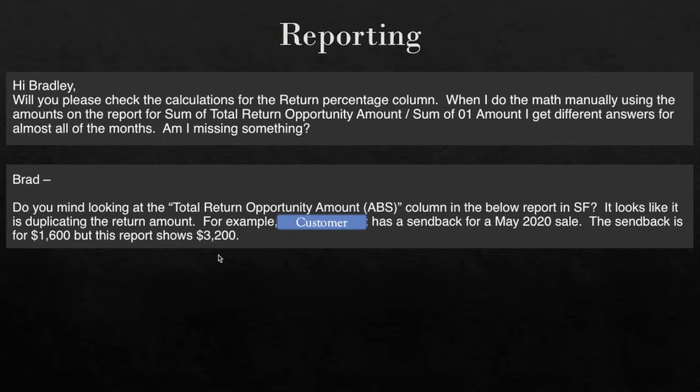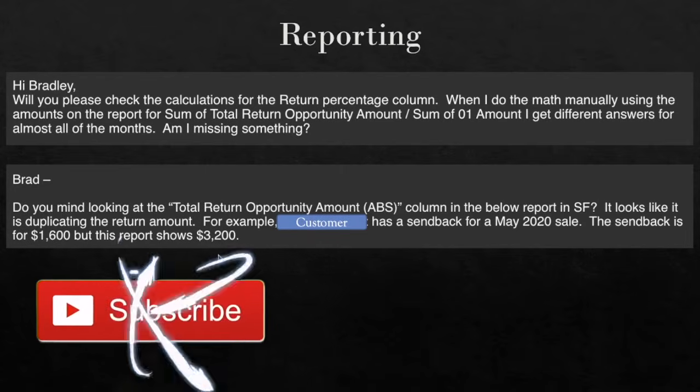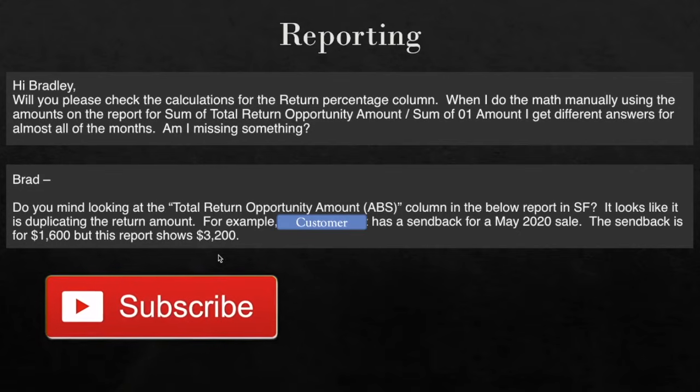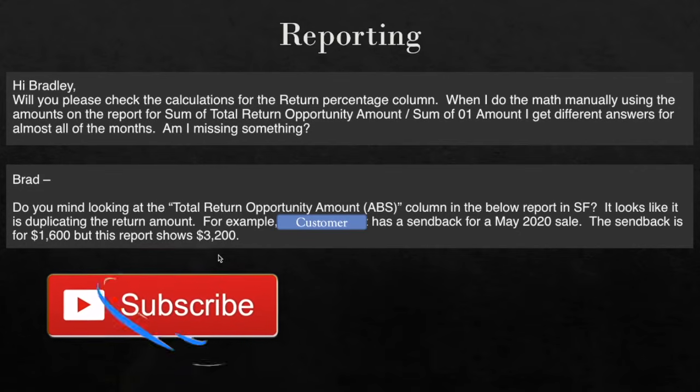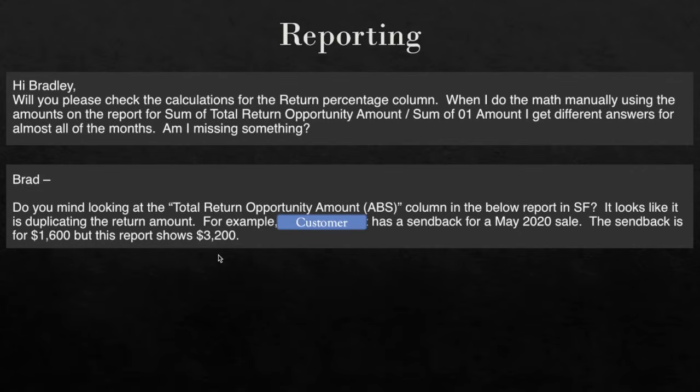Reporting. So reporting is going to come up a lot because it is very complicated for end users a lot of times, especially when they don't understand the data. So the first one here is, hey, Brad, will you please check the calculations for the return percentage column on a given report? When I do the math manually using the amounts on the report, I get different answers for all of the months. Am I missing something?